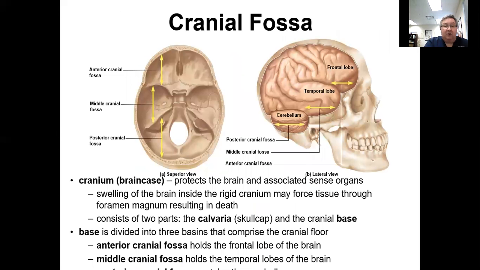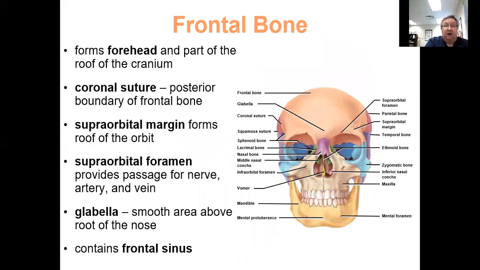The cranial fossa within the skull is the area where the brain sits. This will be something that you will not have to worry about. The frontal bone is one of the bones that you will be responsible for on the bone practical. Basically, it forms the forehead and part of the roof of the cranium. No muscles that we need will attach to this bone.